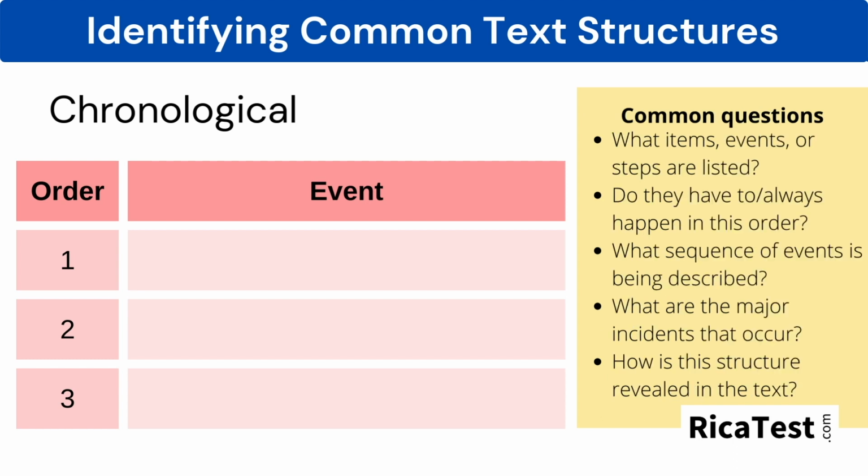Common questions to identify chronological order include: what items, events, or steps are listed? Do they have to always happen in this certain order? What sequence of events is being described here? What are the major incidents that occur or that occurred? And how is this structure revealed in the text?